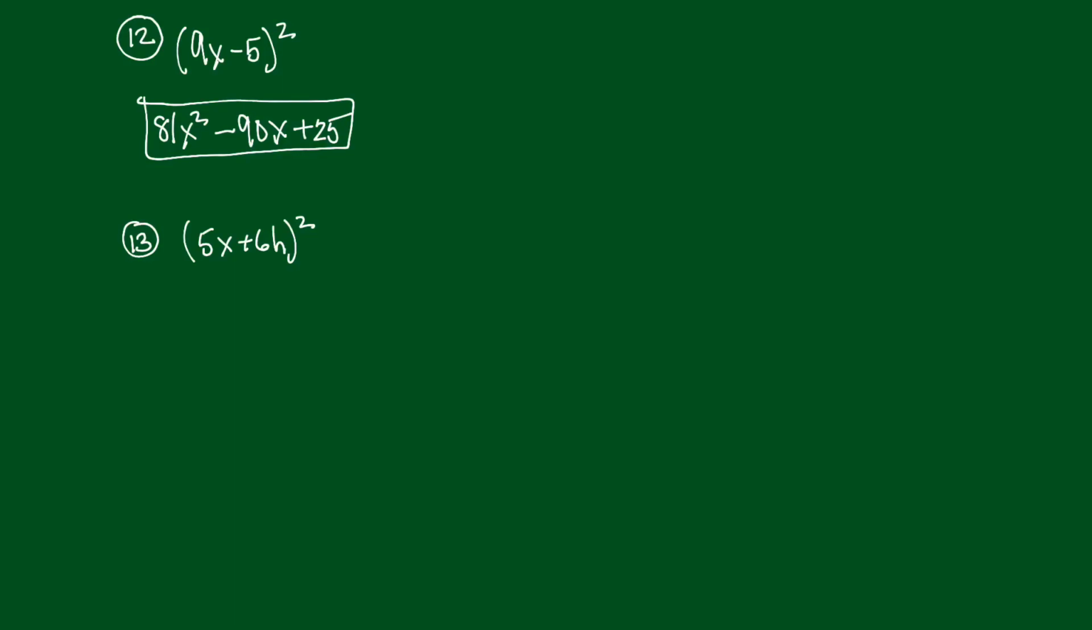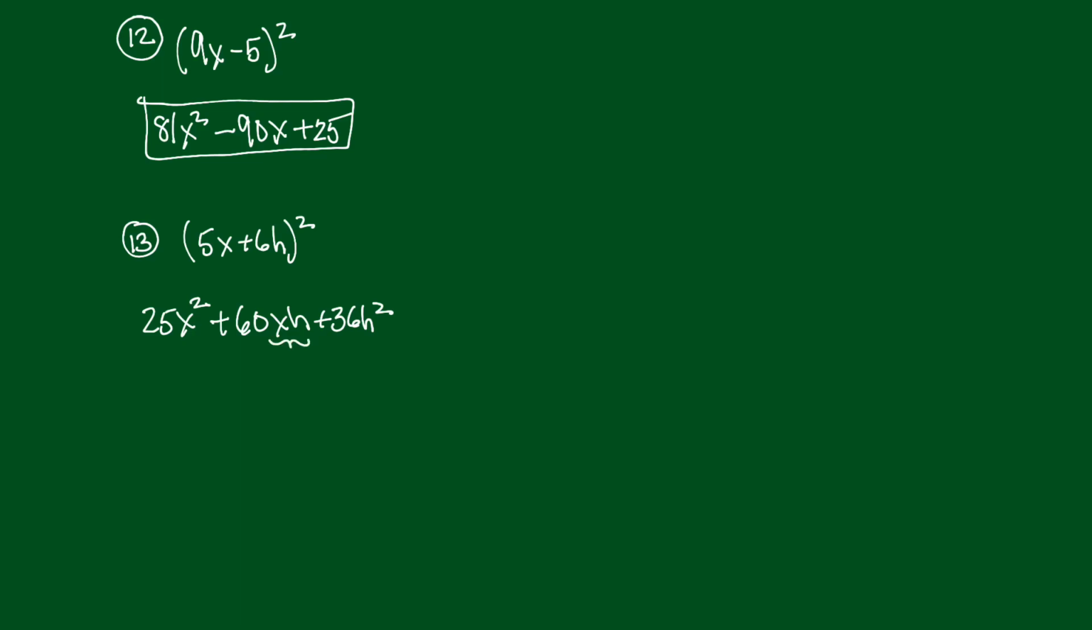Number 13, again, we're squaring this binomial. So we want to do this quickly. So we know the little shortcut rule. Square the first, multiply the two together, double it, square the last. So square the first. 5x times 5x, 25x squared. Multiply the two together. 5 times 6 is 30, xh. Double it. Double 30, you get 60xh. And square the last. Square this one. 6h times 6h is 36h squared.